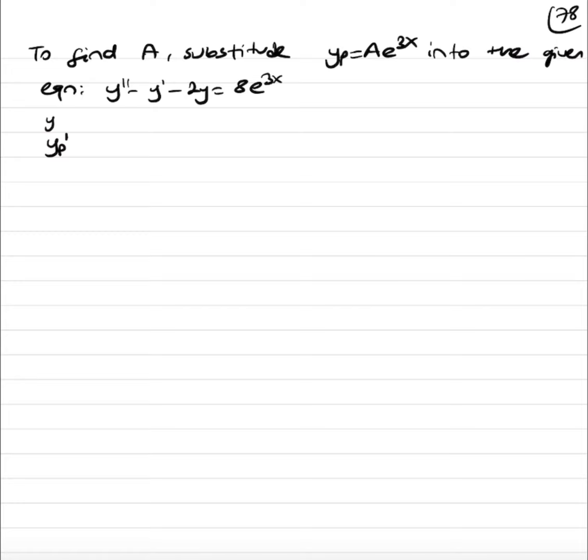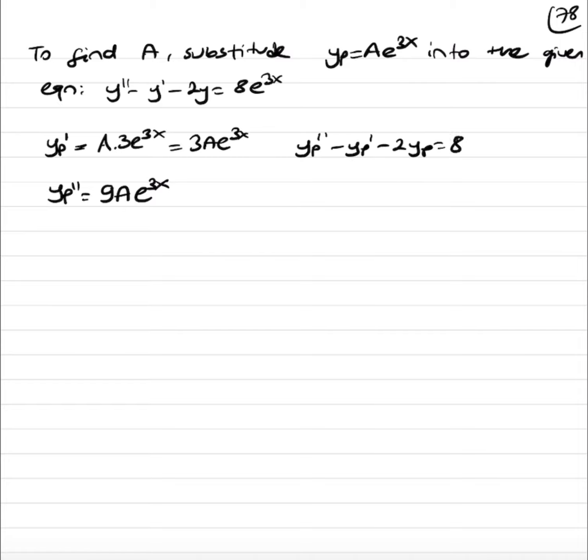So let's take the first derivative. Then the first derivative is a times 3e to the power 3x, so this is 3a e to the power 3x. What about the second derivative? It is 9a times e to the power 3x. Now we will substitute into y double prime minus y prime minus 2yp is equal to 8 e to the power 3x.